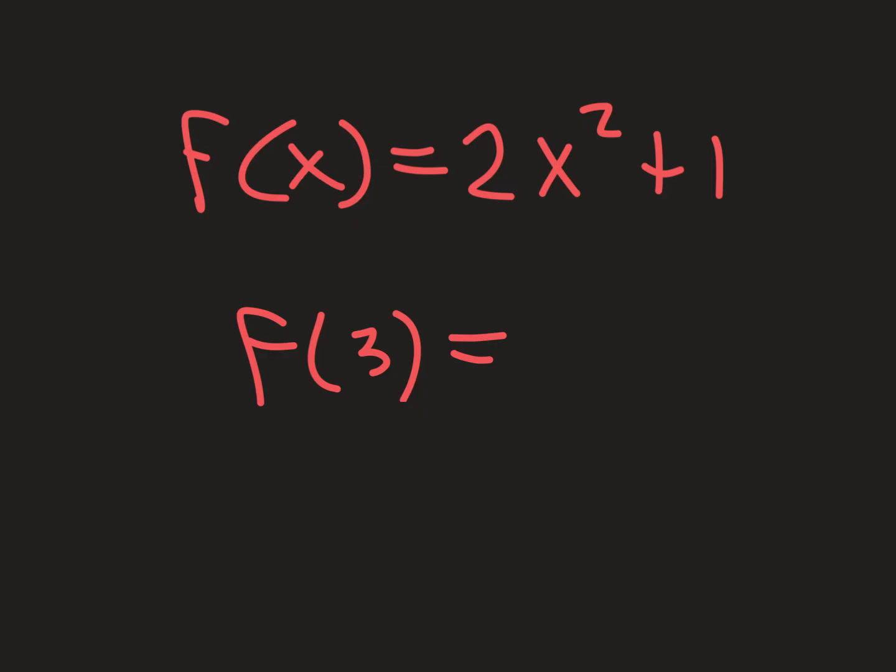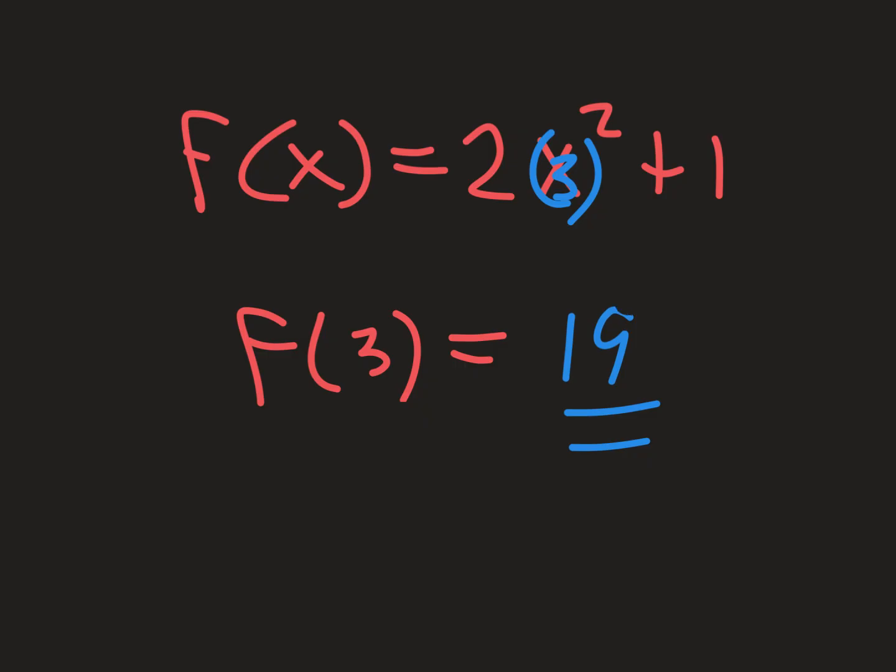Okay, so did you put a 3 in, and you get 3 squared is 9, and then times 2 is 18, plus 1 is 19. Who had 19? Raise your hand if you had 19. Cool. I hope so, because that's like the easiest question on there.